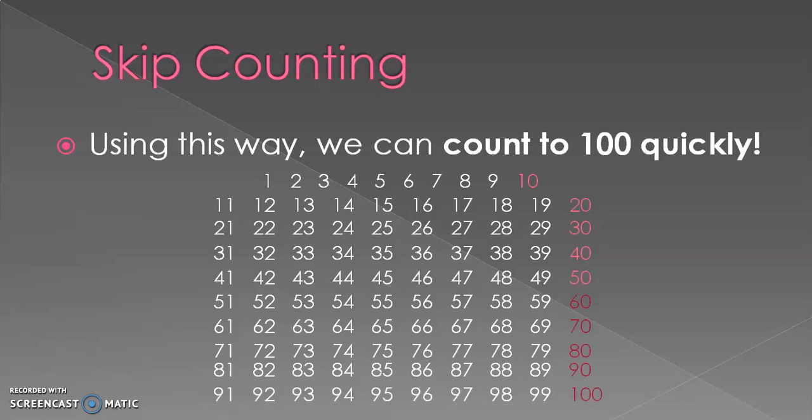You can see from this grid that the numbers all end in 0. And it looks like the same sequence that we counted. 1, 2, 3, 4, 5, 6, 7, 8, 9, 10. So we call this counting by tens. We skip every 10 numbers, and this means we can count to 100 very fast.